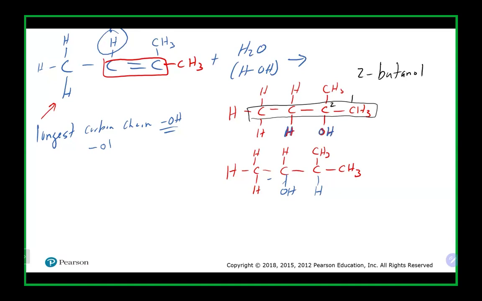Now, we also have a methyl group here, right? And that methyl group would be at carbon number 2 as well. So this would be 2-methyl-2-butanol would be the name of this. Any questions on that? I'm going to really hope we get a different name on this one.